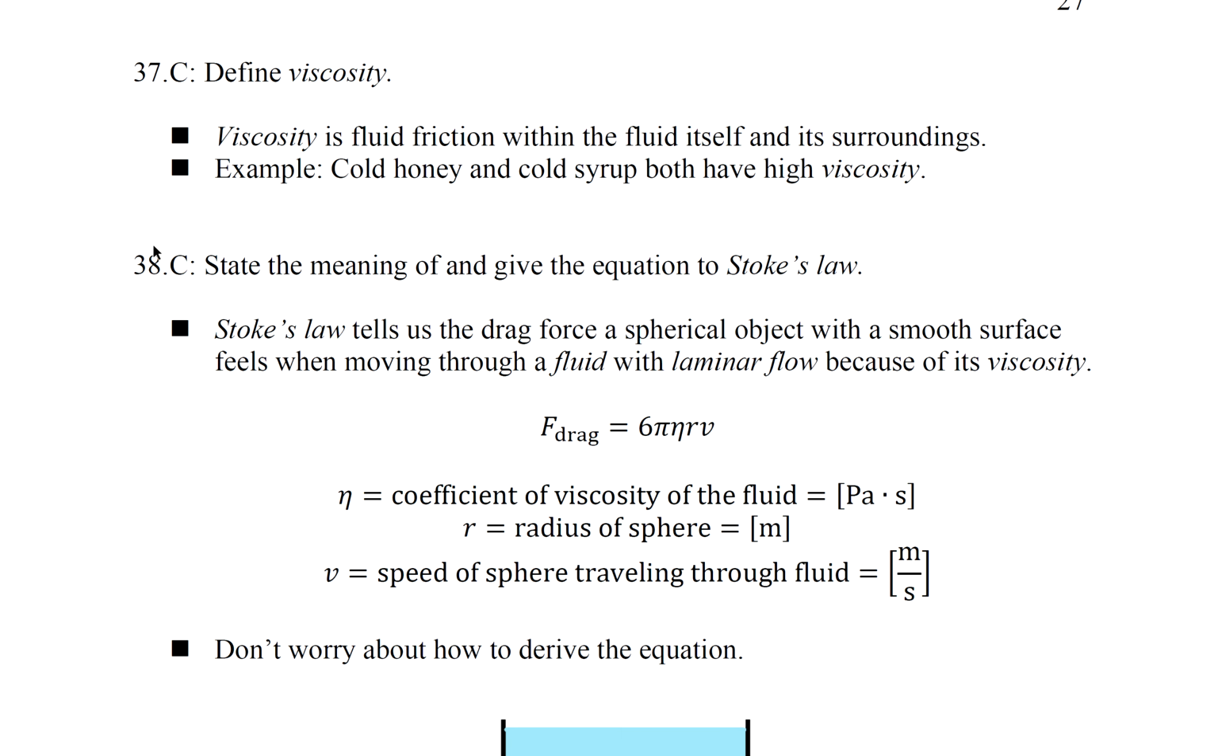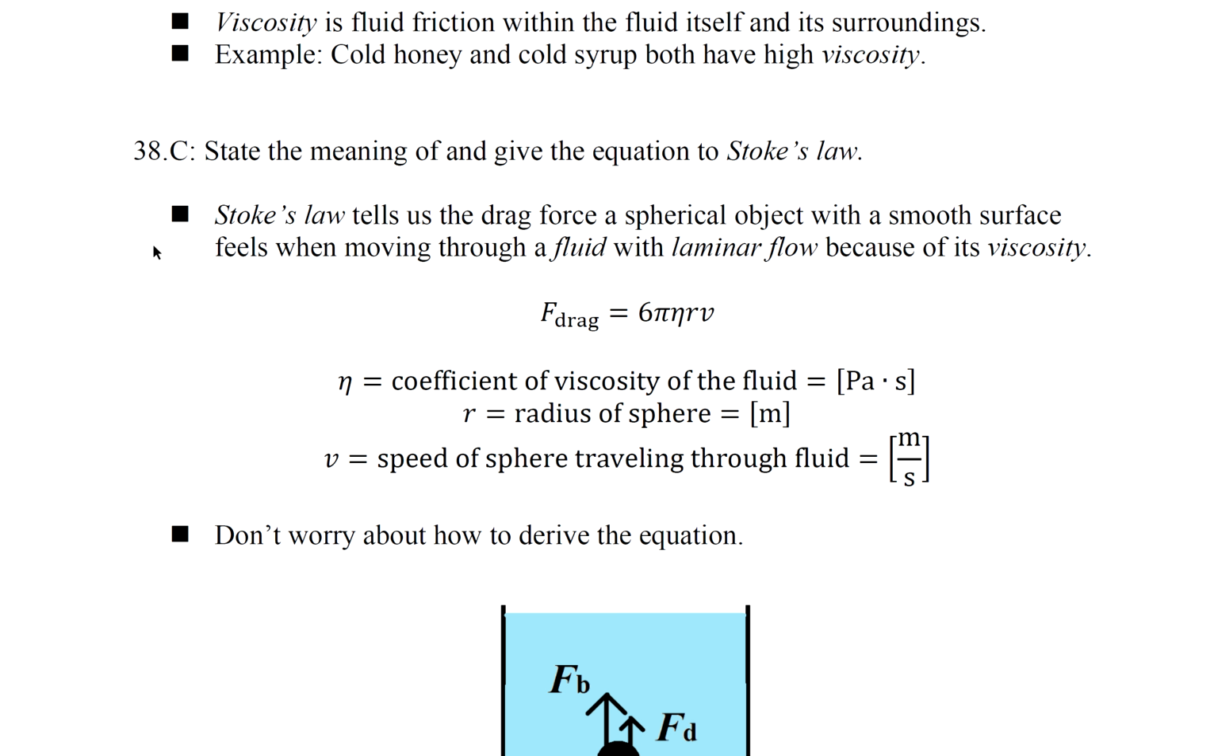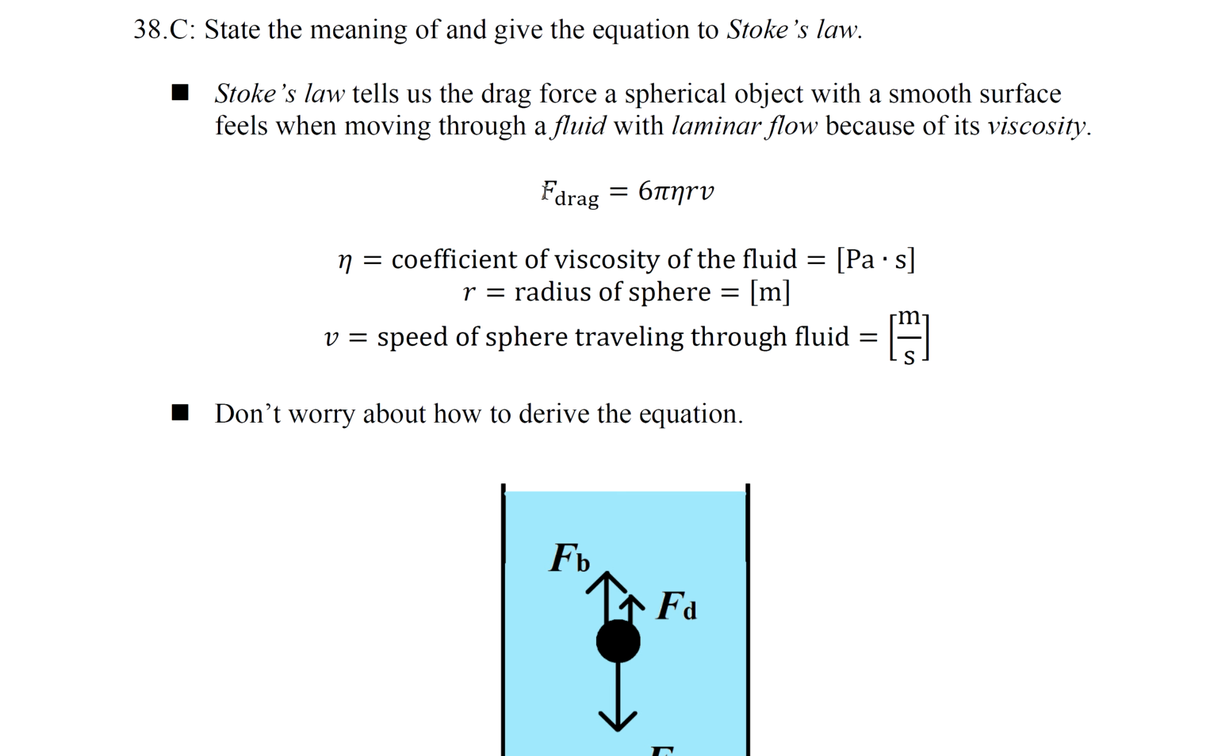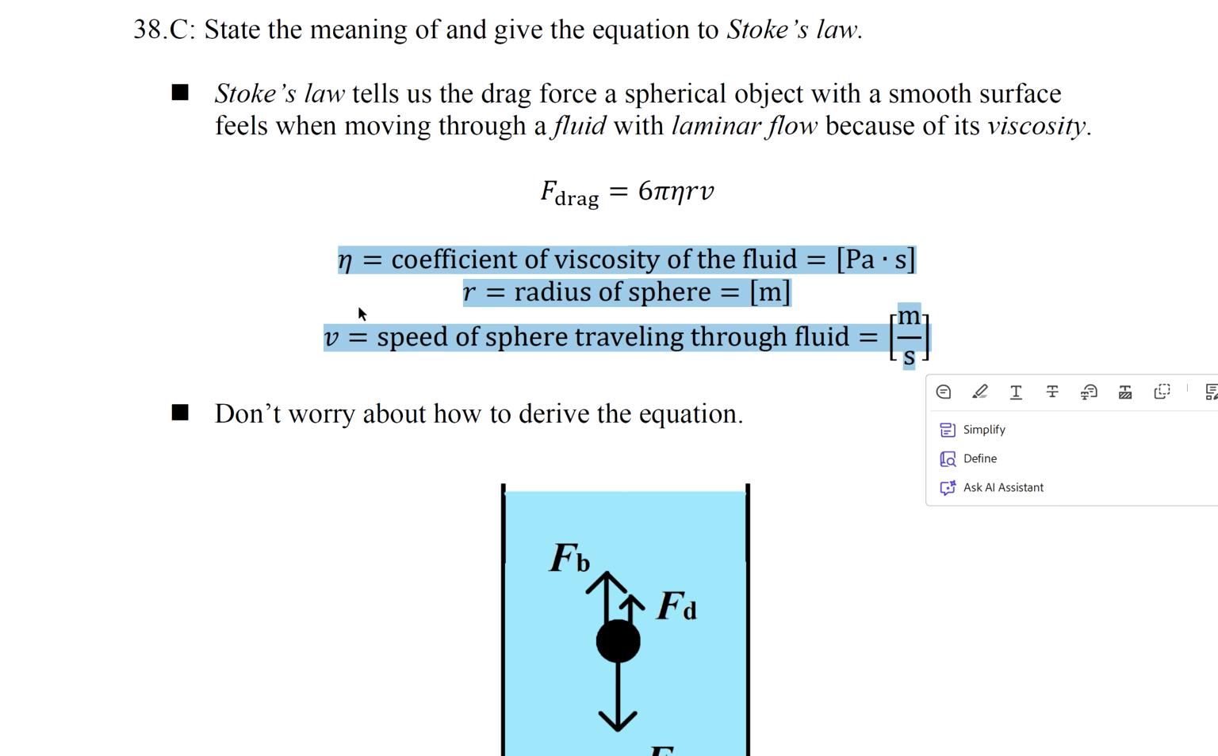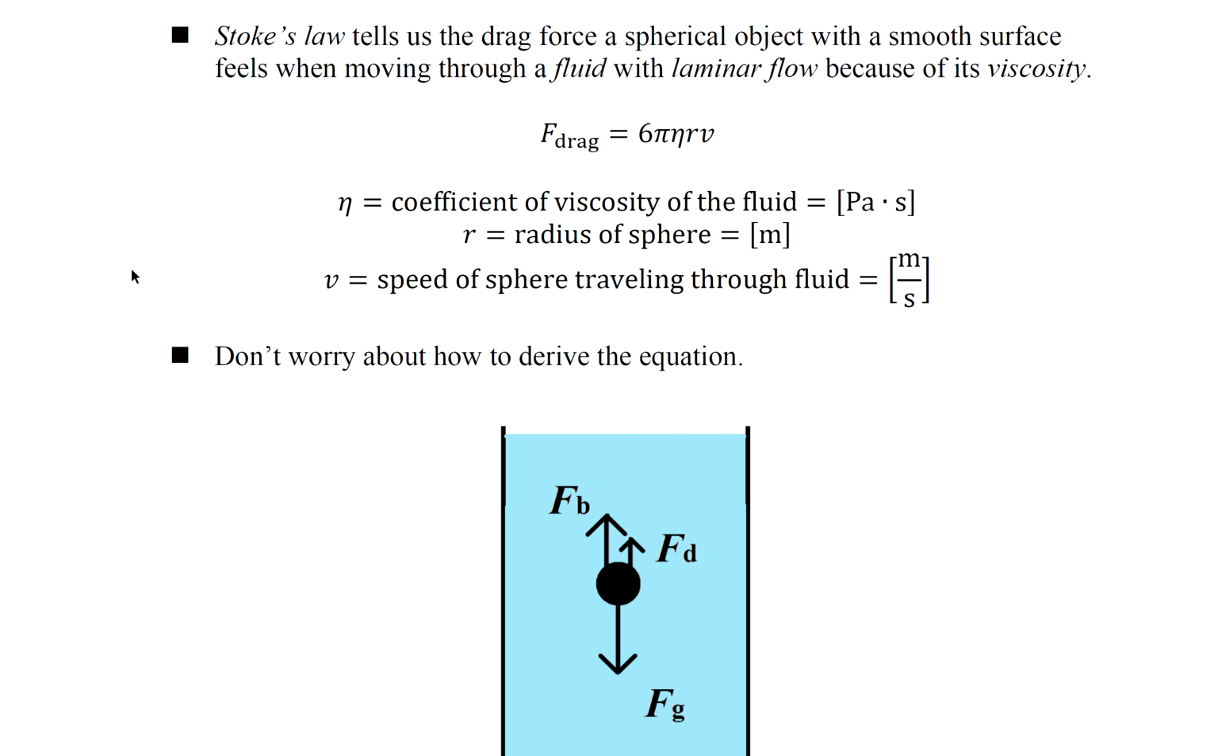Question 38. State the meaning of and give the equation to Stokes' law. Stokes' law tells us the drag force of a spherical object with a smooth surface when it moves through a fluid with laminar flow because of its viscosity. So the drag force is 6 pi eta R V. Eta is the Greek letter eta. It's the coefficient of viscosity of the fluid. The thicker the fluid is, the slower it flows, the bigger the eta. R is the radius of the sphere. V is the speed of the sphere traveling through the fluid. Don't worry about how to derive this equation here.